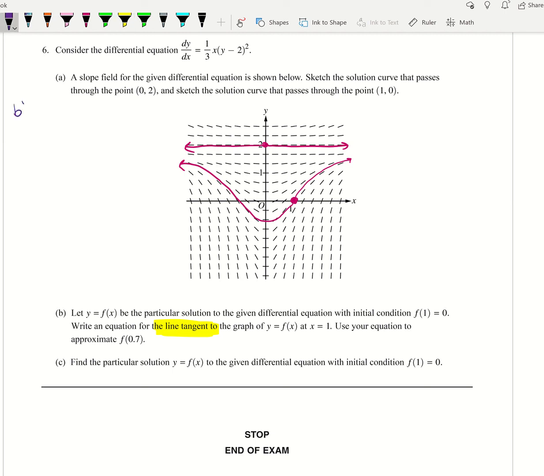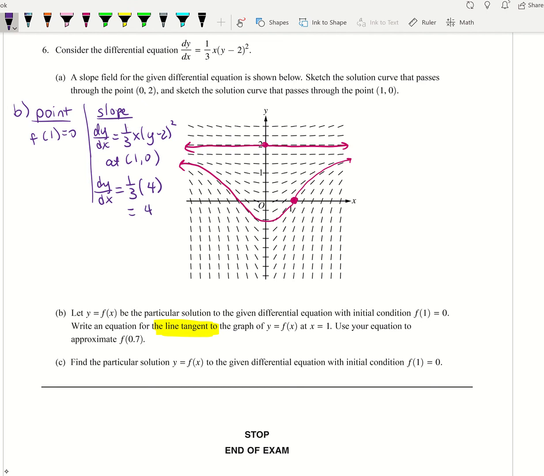This is tangent line. Well, what do you need for a tangent line? You need a point, which they gave us. F of 1 is equal to 0. And we need a slope. Well, you don't have an equation for x or for f, but you have an equation for the slope. We want to take this slope and we want to evaluate it at the point 1, 0. So the slope we're going to be using is 1/3 times 1 times 0 minus negative 2 quantity squared, which is 4/3.